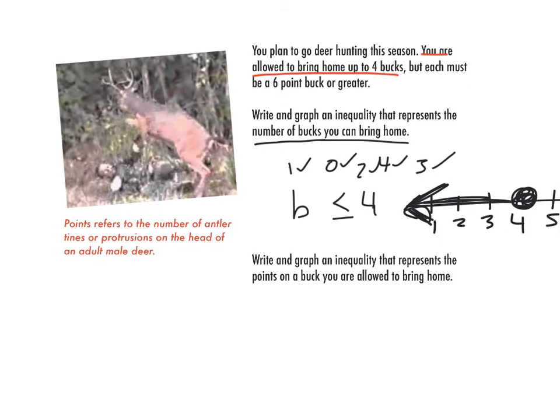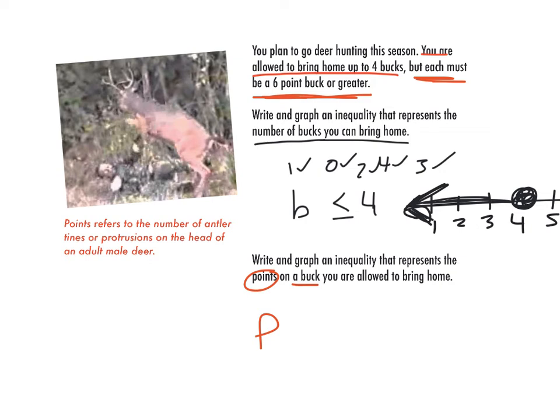Okay, now let's do it this way. Or this one: write and graph an inequality that represents the points on a buck you are allowed to bring home. So on a buck, okay, a buck, we're referring to 1 at a time. Each must be a 6-point buck or greater. So that represents the points, okay, so maybe P for our variable.